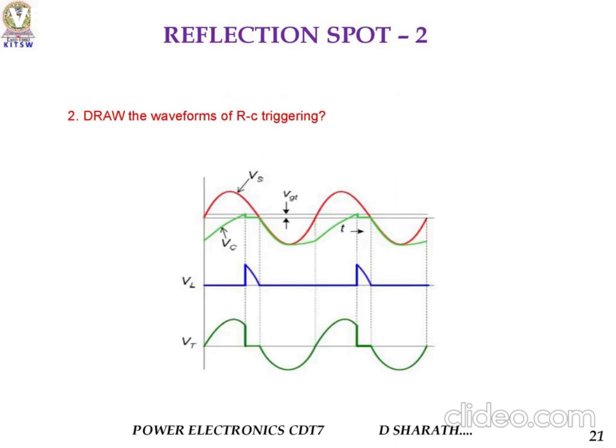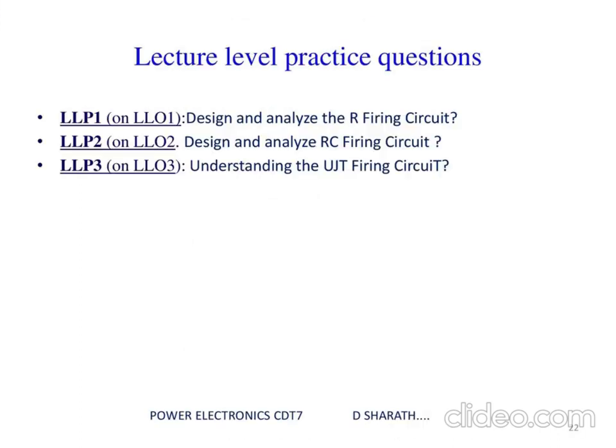You need to observe the waveform in each case. For R triggering, we get 90 degrees conduction. For RC triggering, we get 180 degrees conduction. For UJT, we get only 150 degrees conduction. So you need to observe each and every waveform in the cathode ray oscilloscope.